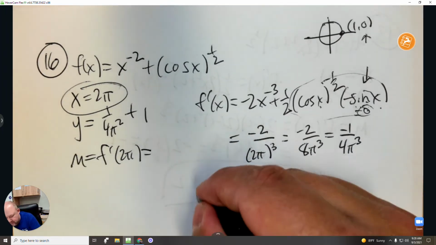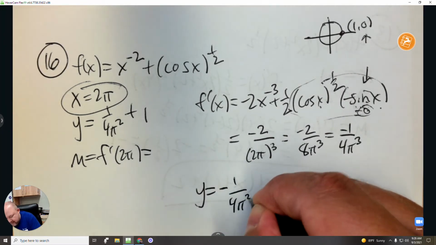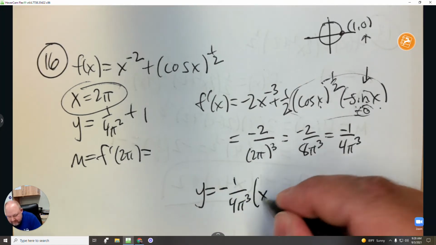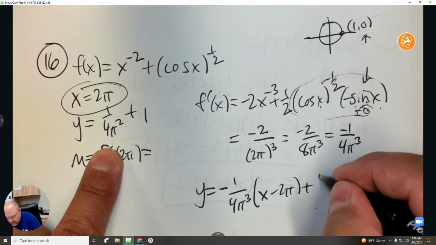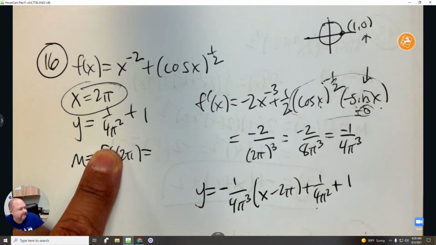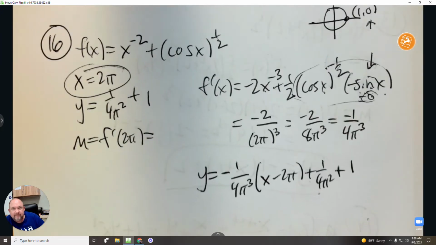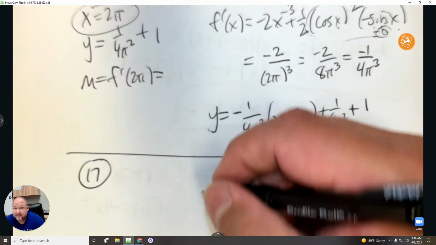And the equation of the line then would be negative 1 over 4 pi cubed, that's the slope, times x minus 2 pi, and then plus 1 over 4 pi squared plus 1, like that. That was fun.